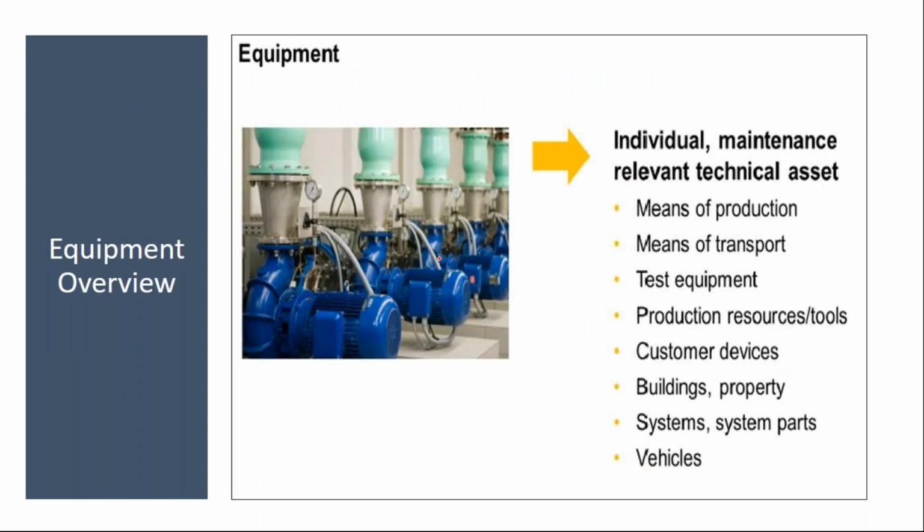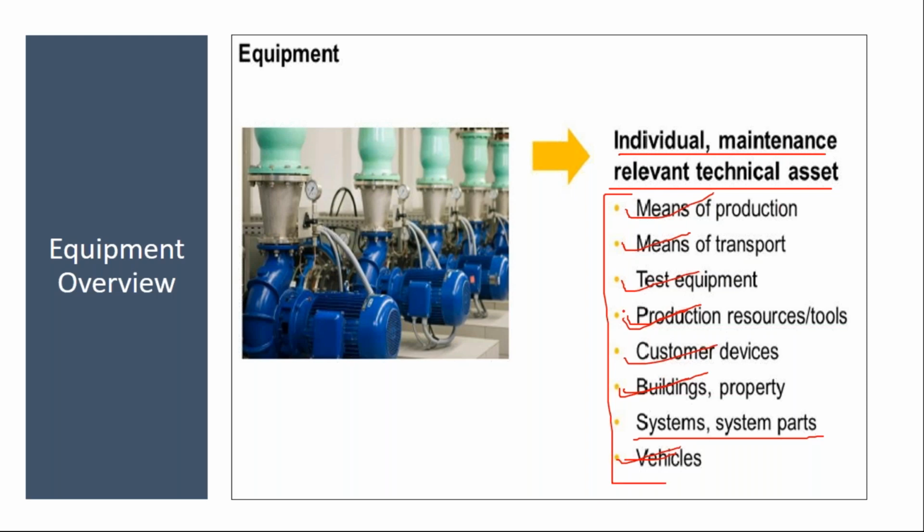As I just explained, equipment is an individual maintenance relevant technical asset. It can be a production equipment, it can be a transport vehicle, it can be a quality test equipment, it can be a production resource tool, the tools which are used during production activity, or customer devices. Even buildings and properties, systems and system parts, and vehicles, all these are normally called equipments in the SAP system.